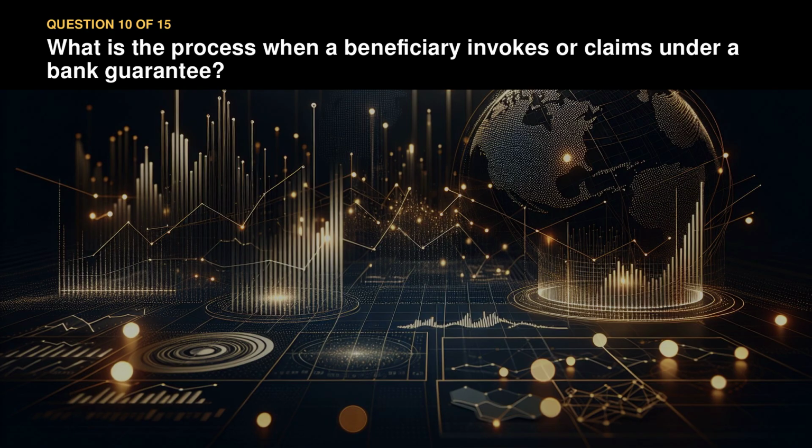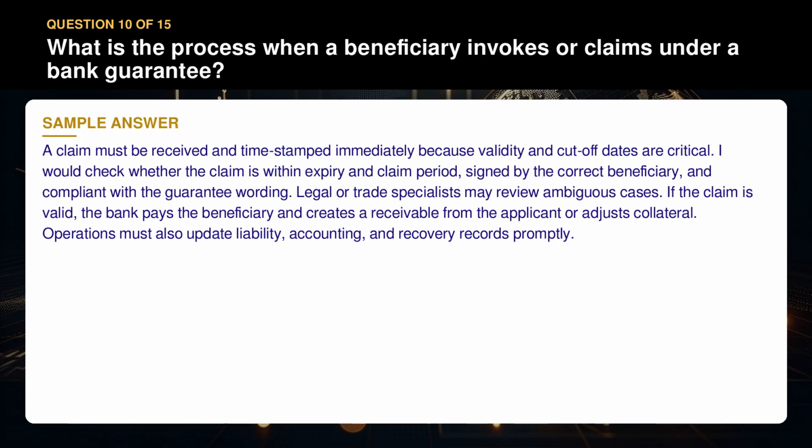Question 10. What is the process when a beneficiary invokes or claims under a bank guarantee? A claim must be received and time-stamped immediately because validity and cutoff dates are critical. I would check whether the claim is within expiry and claim period, signed by the correct beneficiary, and compliant with the guarantee wording. Legal or trade specialists may review ambiguous cases.